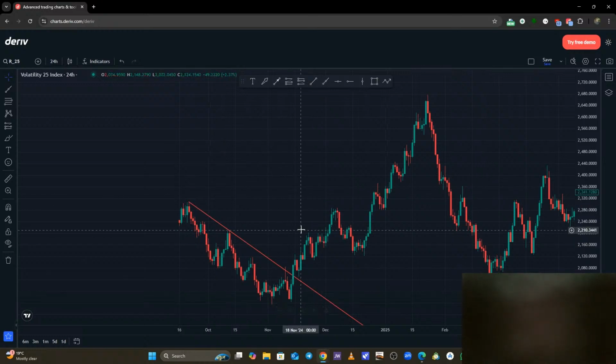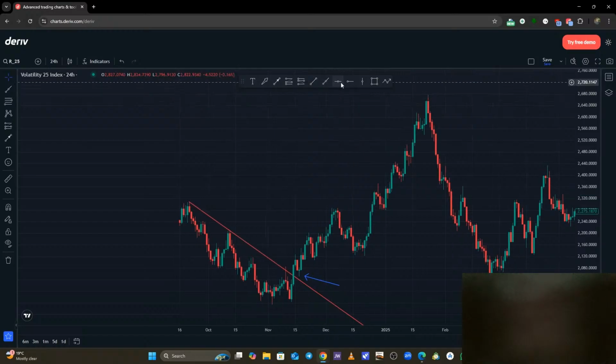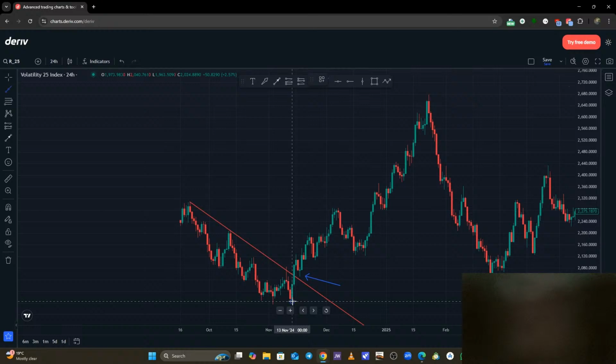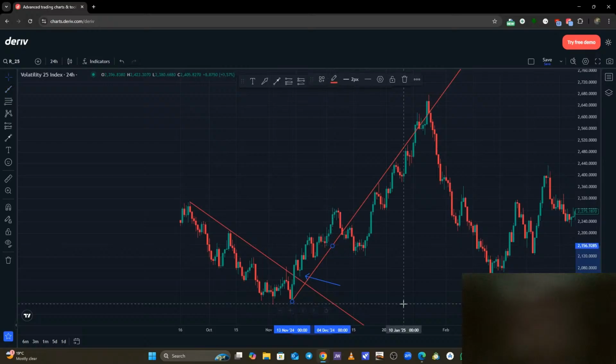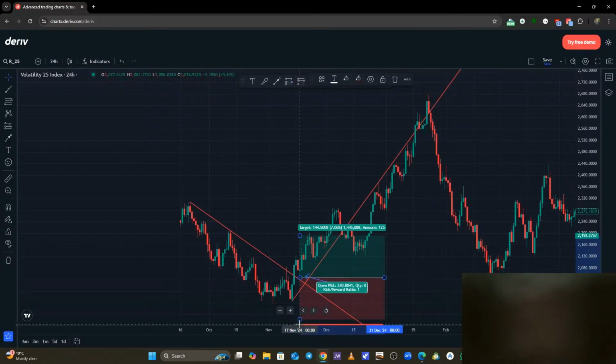Then once you get the break, look at this. You get a very nice clean retest here. Then we had an uptrend. So let's say after the retest, you entered for a buy. Let me draw a trend line here. You can see you entered for a buy at this specific level. And this is how synthetic indices are simple to trade if you understand it.